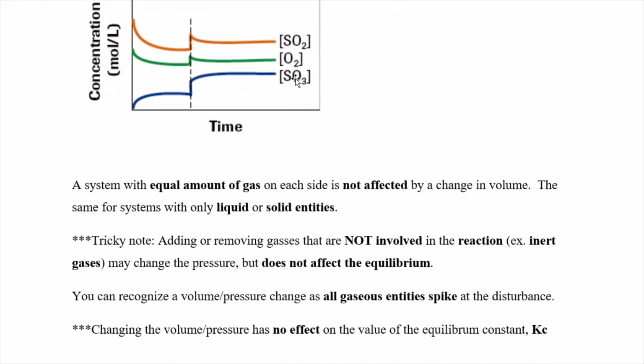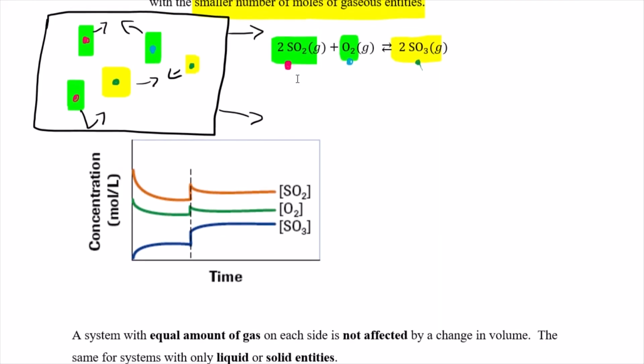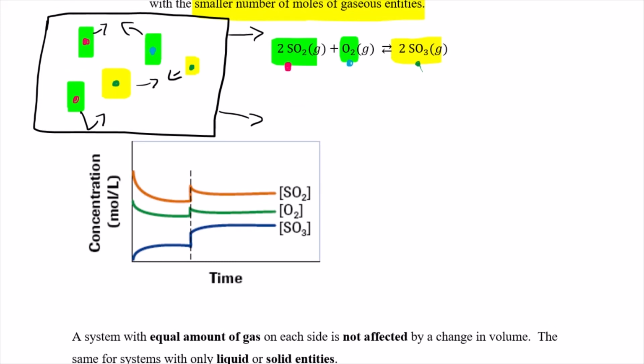Now let's take a look at an example. So this is an example from this reaction up here. We establish equilibrium, and then here's my disturbance at the line. Now, notice the spikes. This guy spikes, this guy spikes, this guy spikes. All three things spike up along the line. And they're all gases. That's a sign either that I added a bunch of all three of those things at once, which we're not going to do, or I changed the size of the container.